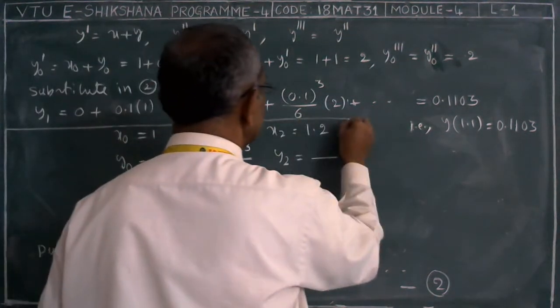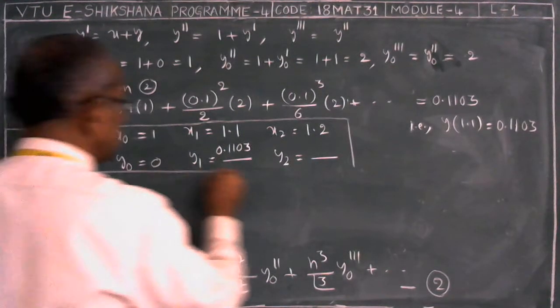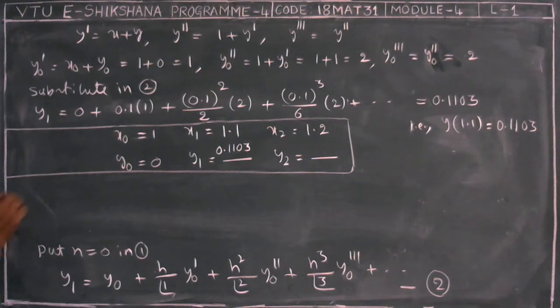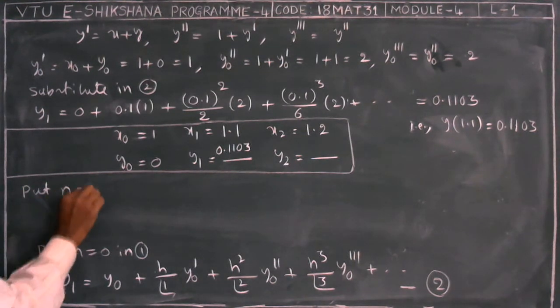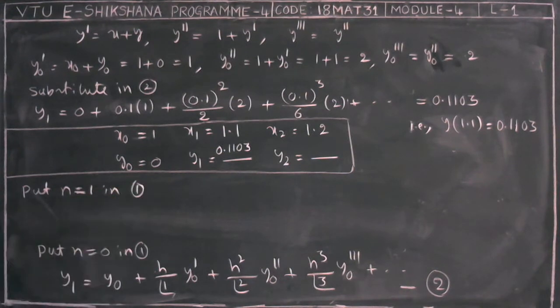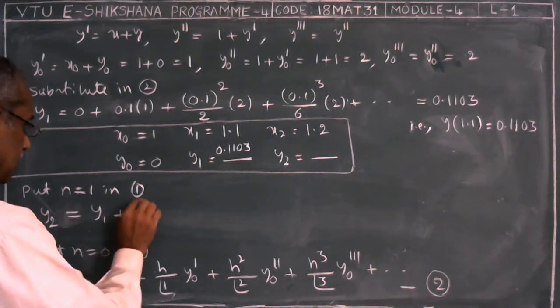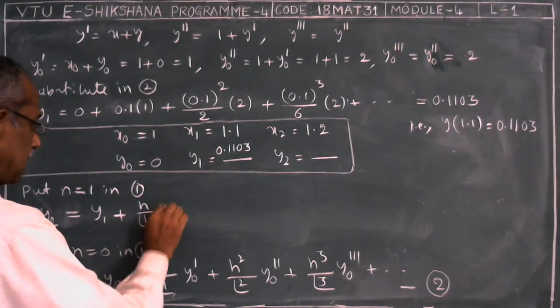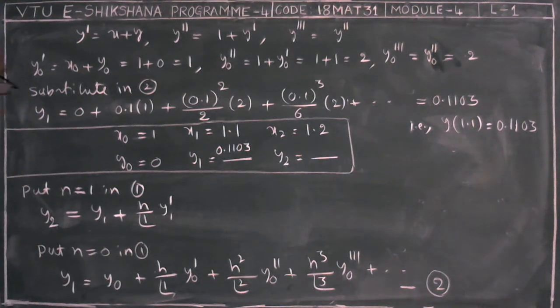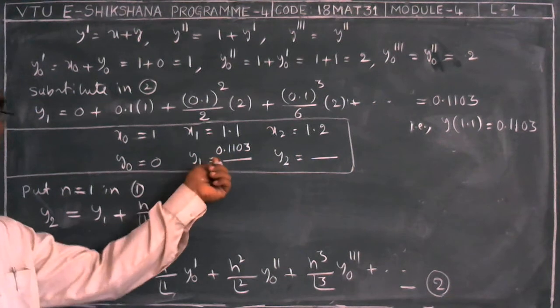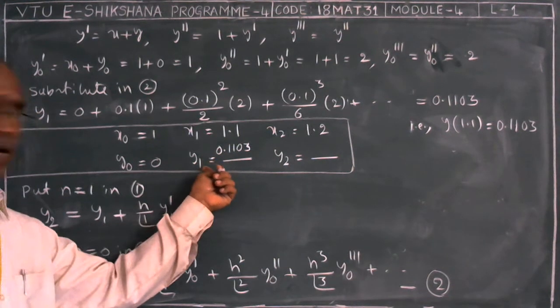So I will retain this one for my reference. Okay. So put n is equal to 1. What do you get? You get y2, if you carefully substitute. It is very easy to replace r naught by 1. Then you get y2 equals y1 plus h divided by factorial 1 into y1 dash. Now we have to calculate y1 dash with respect to this y1, calculated at x is equal to x1.